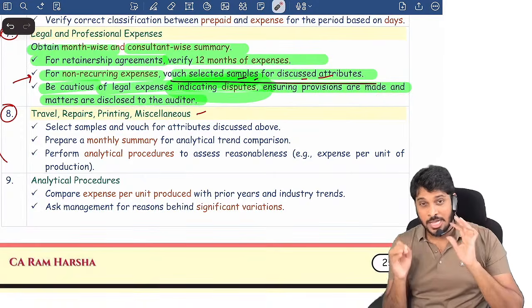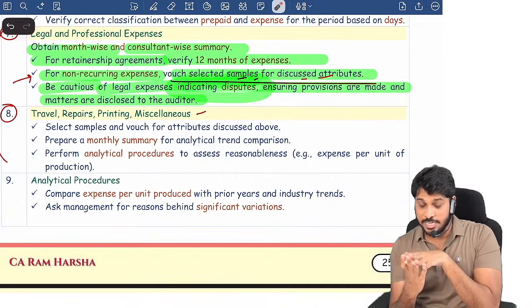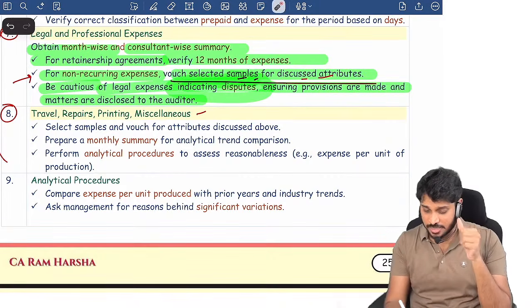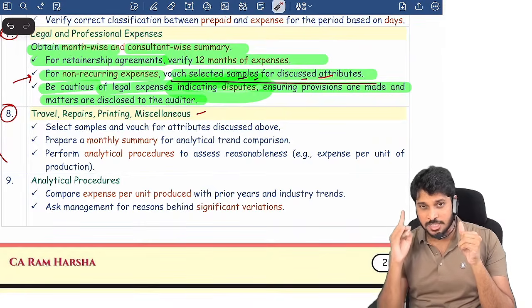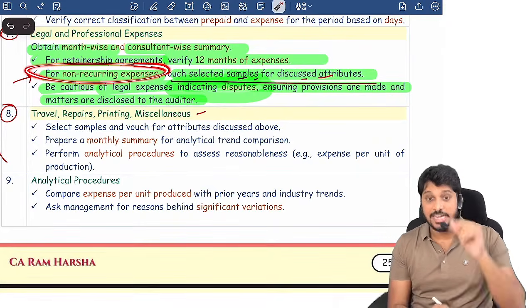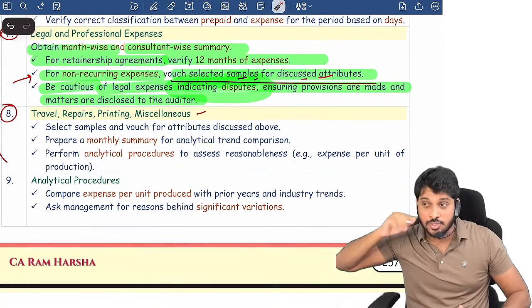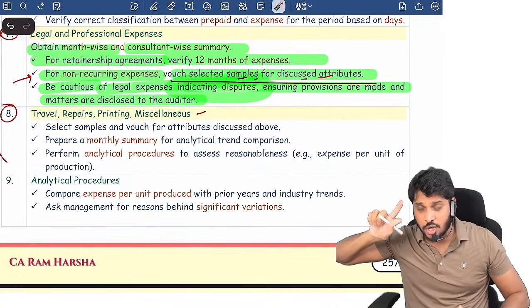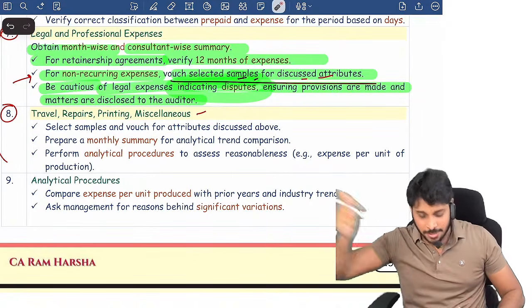You need to check. When you are checking the legal expenses account, ledger of legal expenses, professional expenses, first see month wise and then consultant wise. Verify 12 months of expenses are correctly counted. For non-recurring legal expenses, verify the attributes that I discussed above. What are the attributes? Is it belonging to the current period? Is it authorized or not? Is it in the name of the business or not? Is it revenue expenditure or not? Supporting bills and all. That's it.